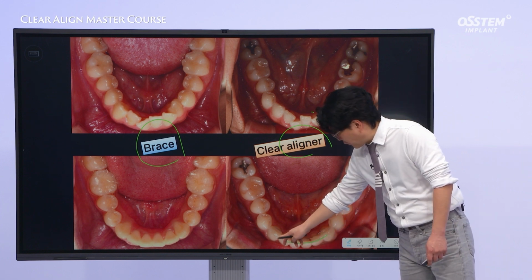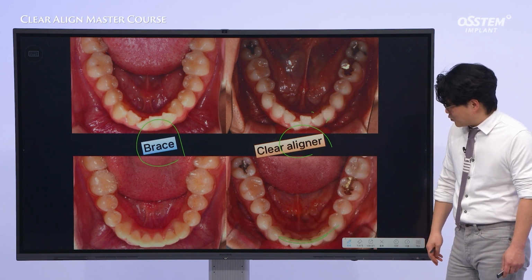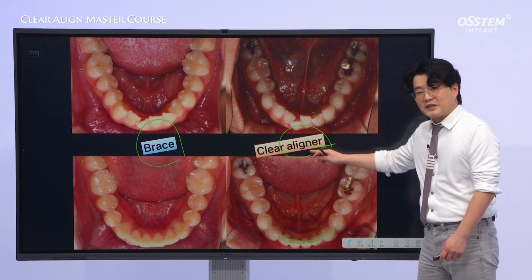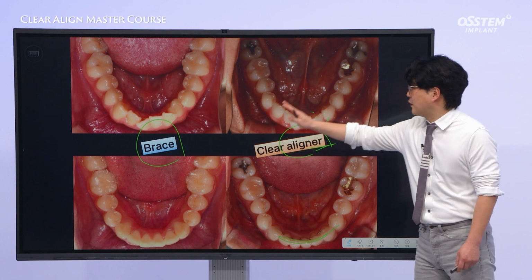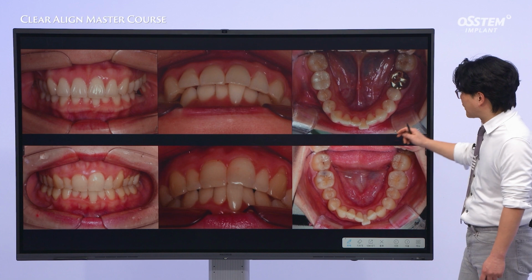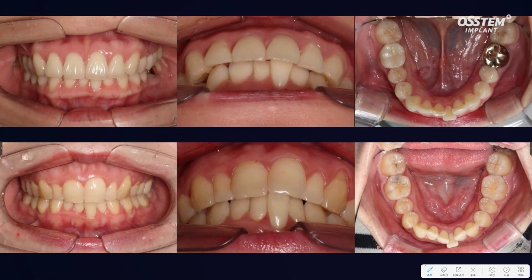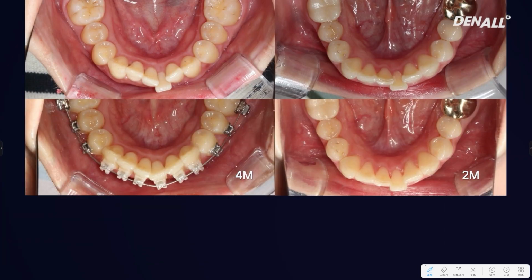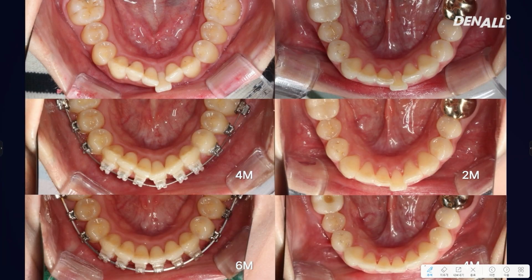If I had to point something out, maybe you'd notice that some teeth here seem to have undergone IPR, which might be a hint that it is the clear aligner case, but overall, both treatments were done effectively without any major issues. Let's look at the second example. Again, here we have a misaligned tooth. That is labioversion. With braces and clear aligners, the treatment was completed in 6 months and 4 months respectively without any issues.